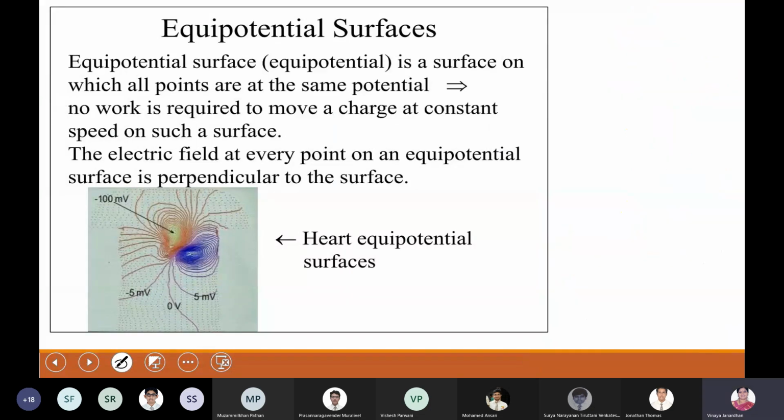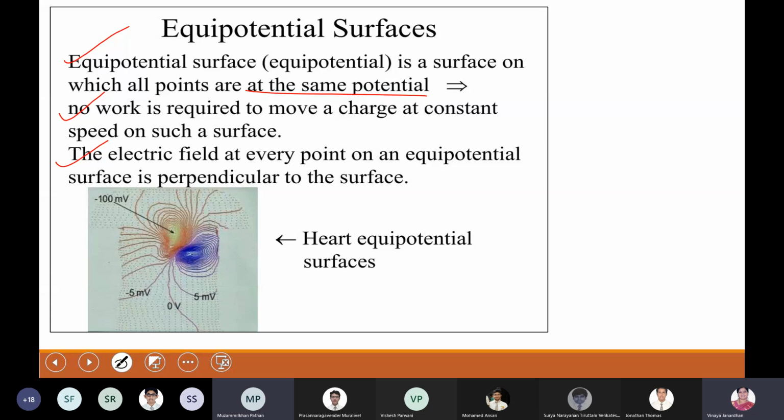So this is what we have learned. Equipotential surface is a surface on which all points are at the same potential, correct? Is that fine, Hitesh, Harish? Is that fine, boys? Yes, ma'am. Okay. No work is required to move a charge at a constant speed on such a surface. And the electric field at every point on an equipotential surface is perpendicular to the surface. Is that fine? This is what we have learned.